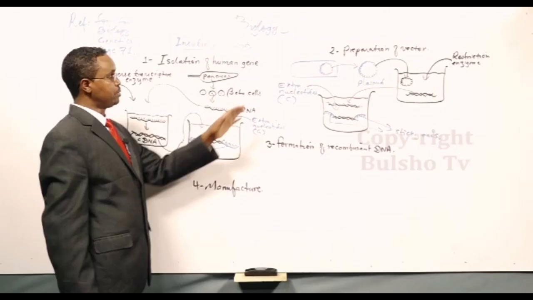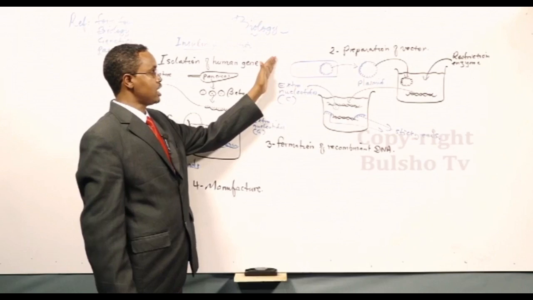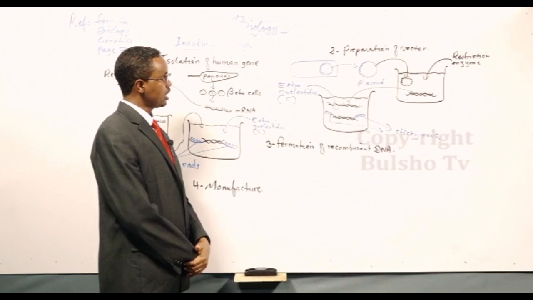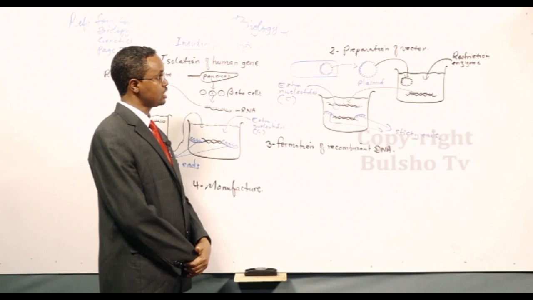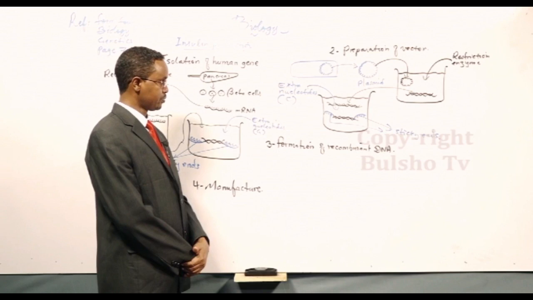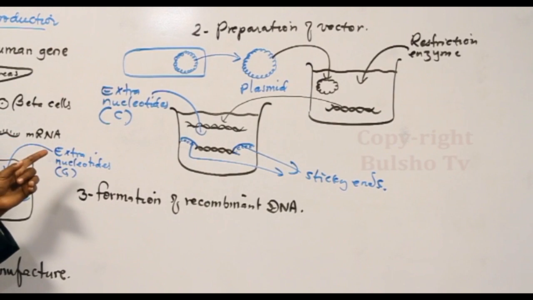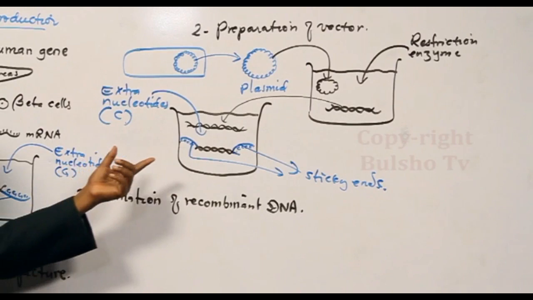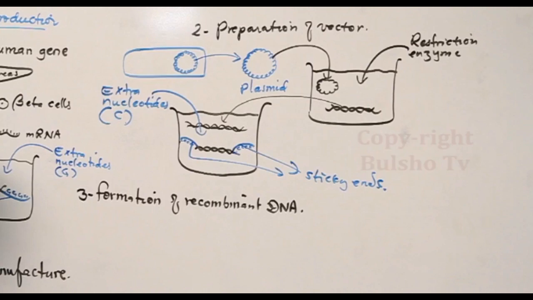Now we completed the second step that is called preparation of the vector. Here is one bacteria, and that has circular DNA that is called plasmid. We removed the plasmid from the bacteria and inserted it in a beaker. Then we added an enzyme that is called restriction enzyme. This enzyme cuts open the circular DNA and it becomes flat. After that, we have to add extra nucleotides. The nucleotides we are going to use now are cytosines, since the previous time we used guanines. Okay, now we made what? Sticky ends. This step now is complete.